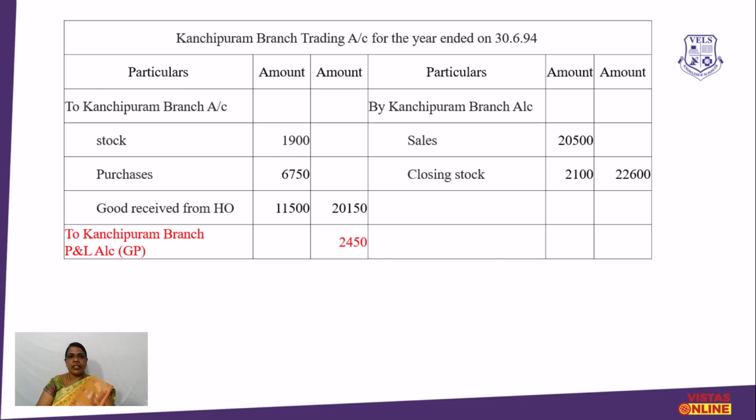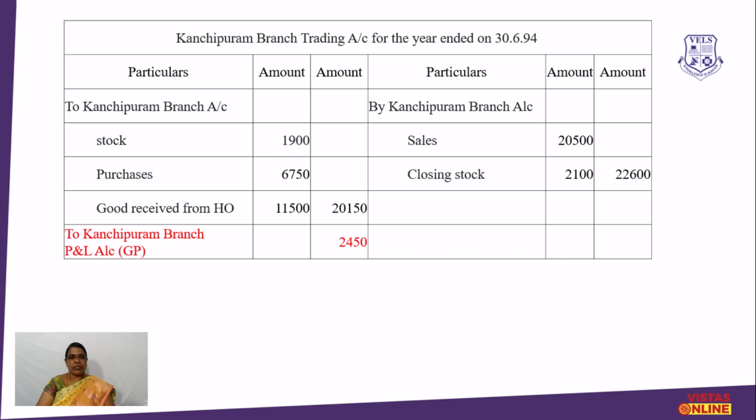Now we can see the Kanchipuram branch trading account for the year ended 30/6/1994. I have given 3 columns in the debit side and 3 columns in the credit side: the particulars column and 2 amount columns. One is for calculation and another one is for the final amount. In the credit side also, particulars column and 2 amount columns. We can see the debit side, to Kanchipuram branch account.